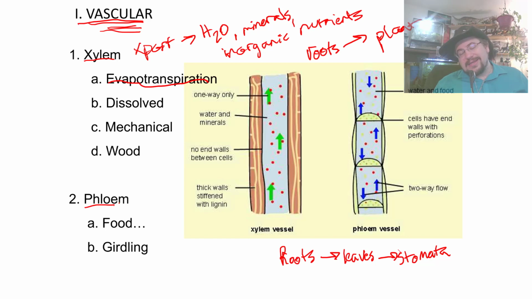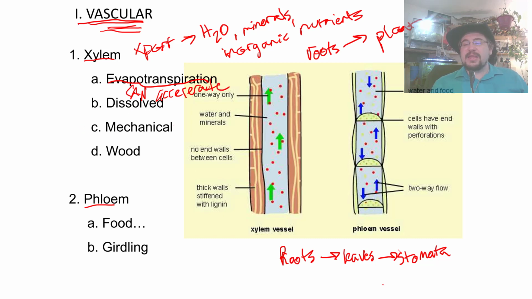Now, that does have a happy accident in that the more water loss you have, the more capillary action pulls more water from the roots into the rest of the plant. So, evapotranspiration can accelerate water transport. Can, not will, but can accelerate water transport.